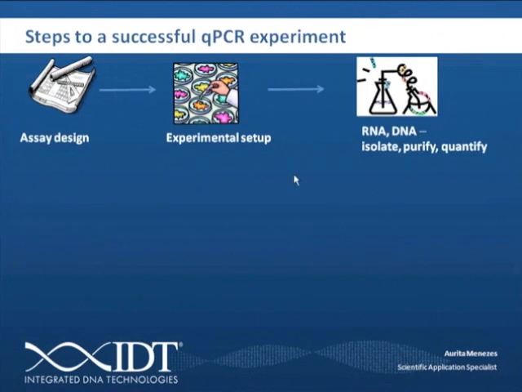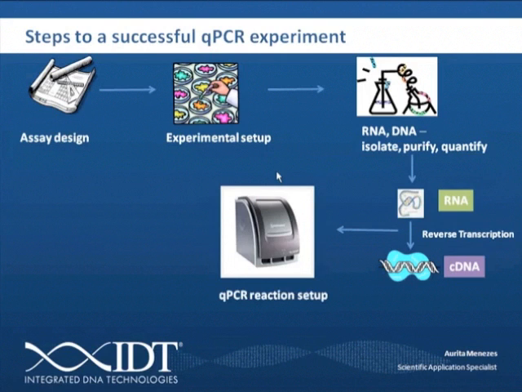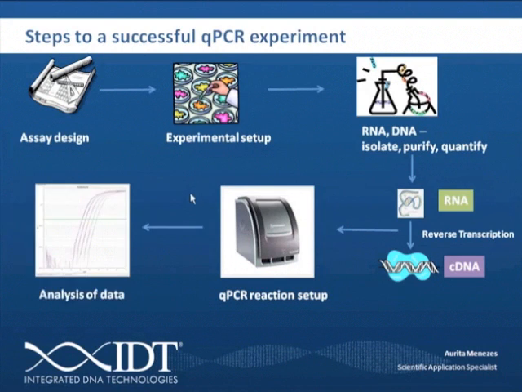Often overlooked are these areas of RNA DNA isolation, purification and quantification, and reverse transcription. These areas also can drastically influence your qPCR data. Finally, of course, your qPCR reaction setup in terms of the technical replicates that you have and the controls, as well as the master mix used is important. And after you've done all this, you have data to analyze.